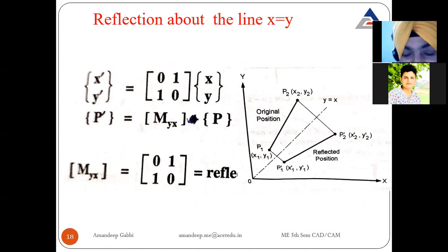Now the next reflection is about x equal to y. Though in the image it does not look like x and y are perpendicular to each other, they are perpendicular. That image is taken from some book, so that's why it has deflected to some extent. Now this is the line where x is equal to y.